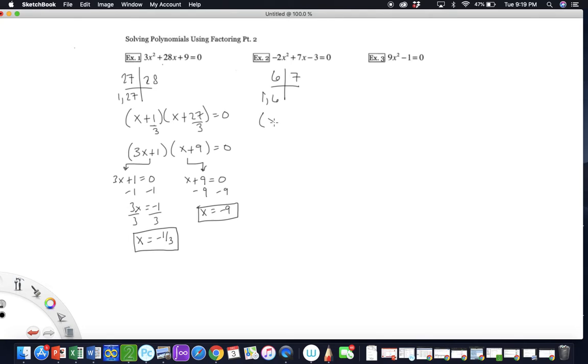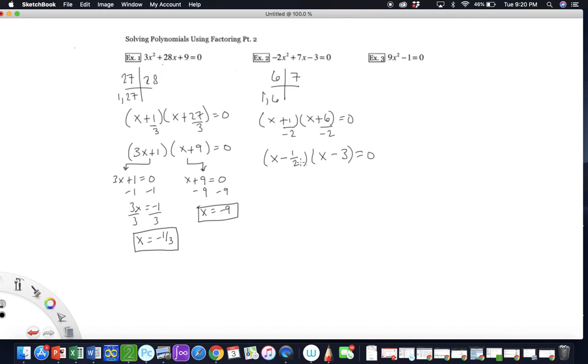And then I'm going to write that as two binomials, x plus 1, x plus 6. And then again, I'm going to put that equals 0 at the end. I'm going to divide by a. Now in this case, it's negative 2. Okay, so I got to make sure I incorporate that into my simplifying here. So that would simplify to x minus 1/2, because it's 1 divided by negative 2. And then this one simplifies to x minus 3. 6 divided by negative 2 is negative 3.